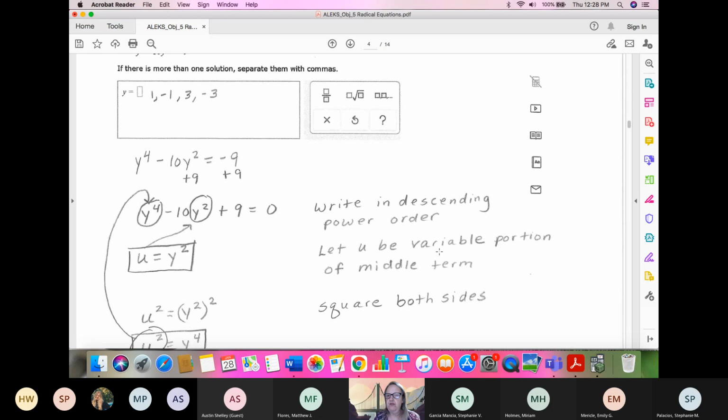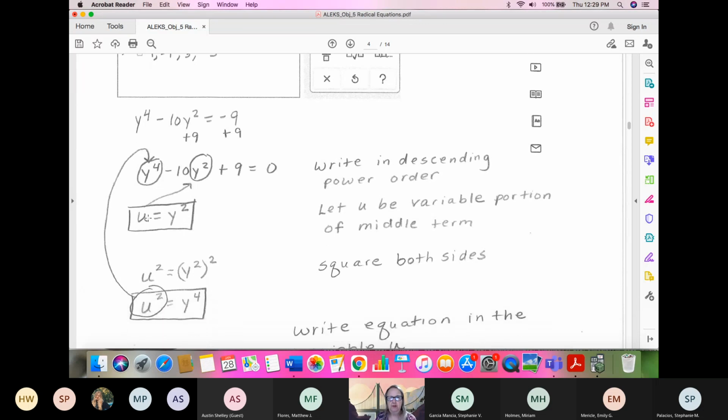Let u be the variable portion only of the middle term. This is the middle term, and this is the variable portion, just the y squared. It's the portion that has the variable in it. You're going to see different variants of this problem, and you want to make sure it's the variable portion of the middle term. They're not all going to be y squared. So let u be the variable portion of the middle term, and its variable portion is y squared.